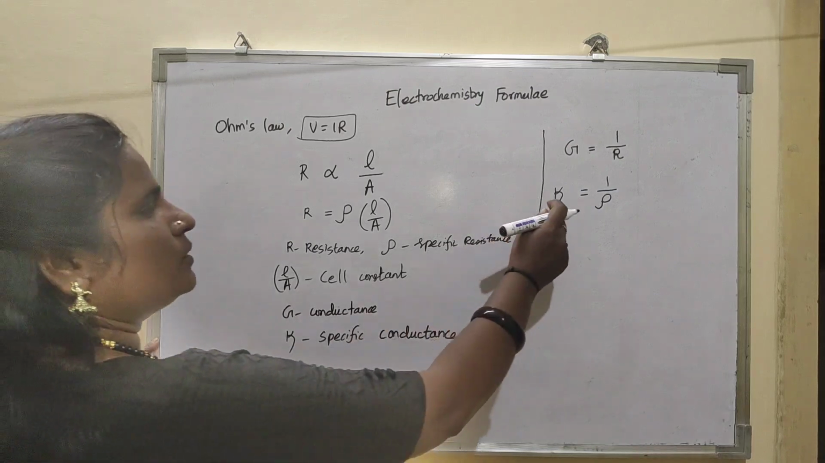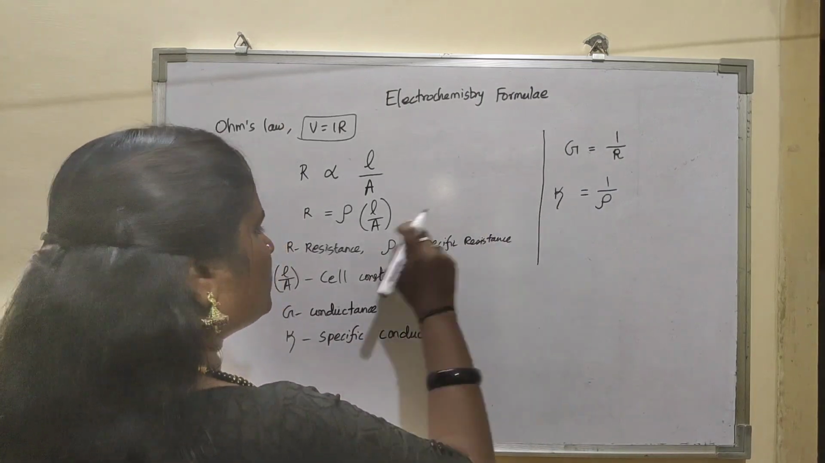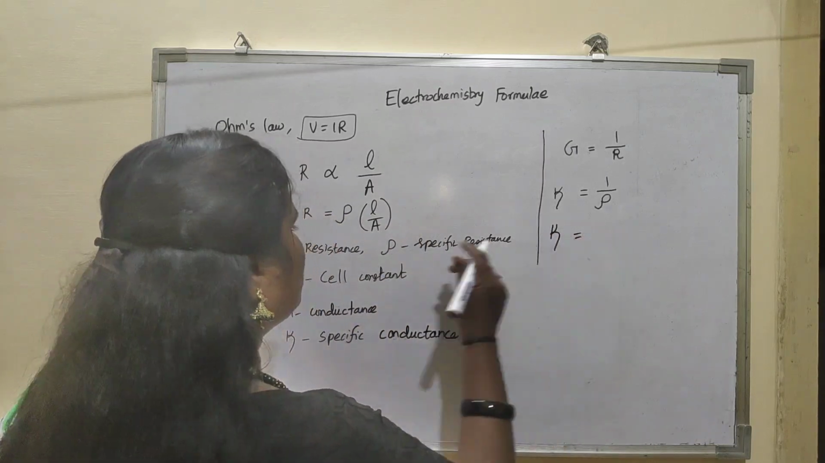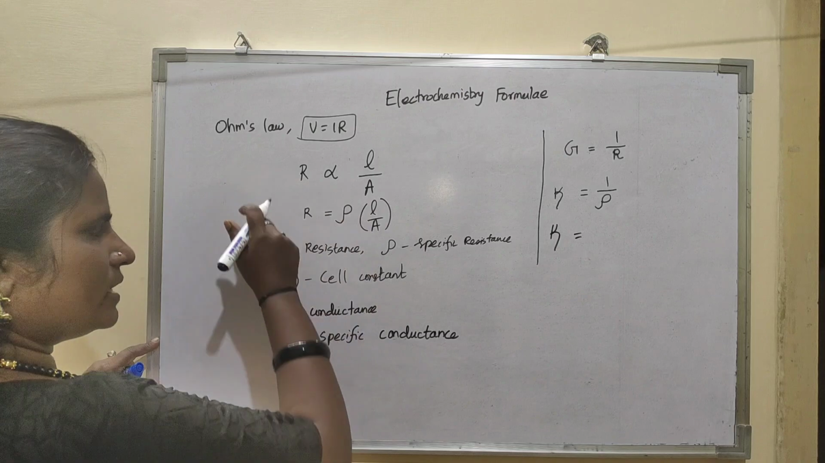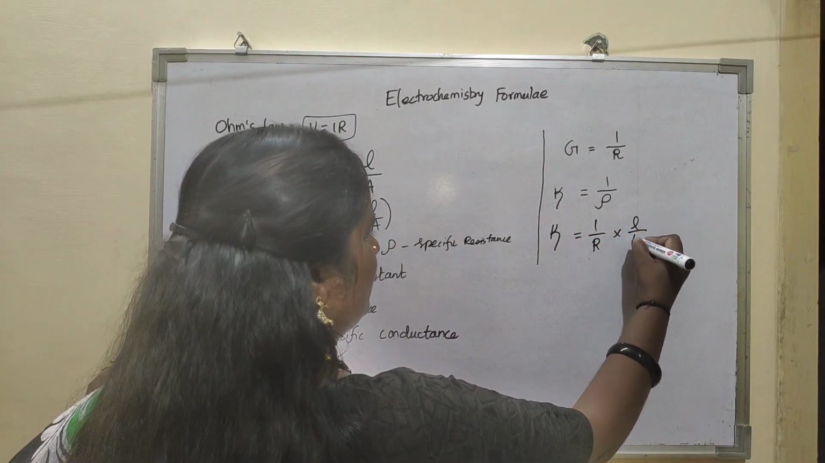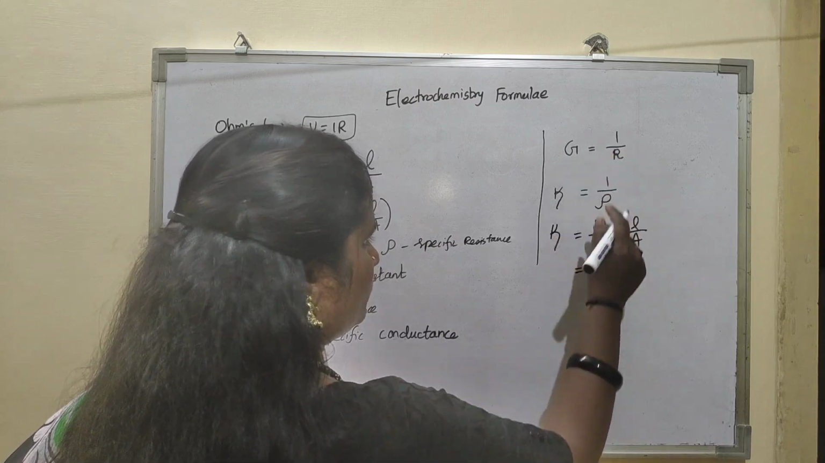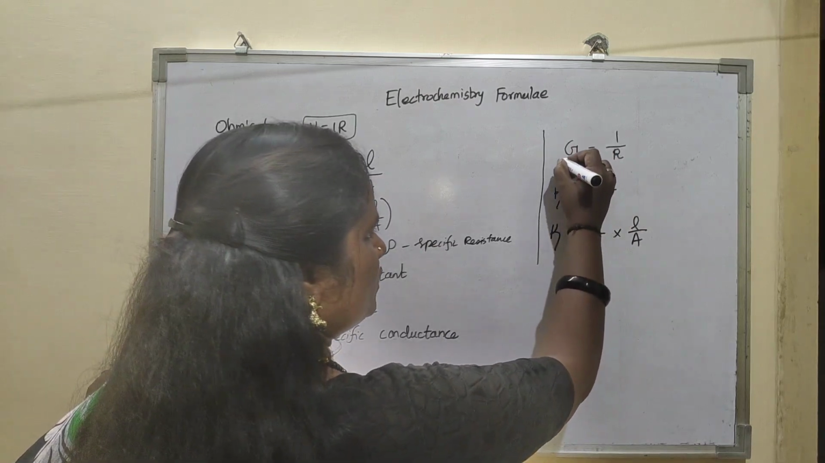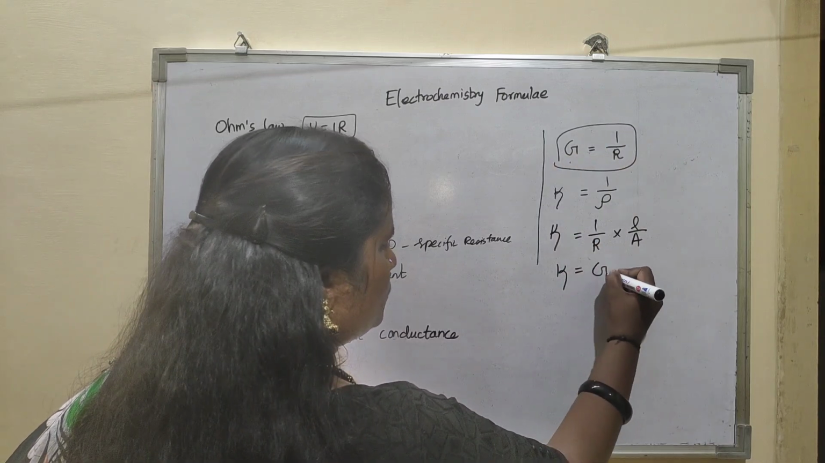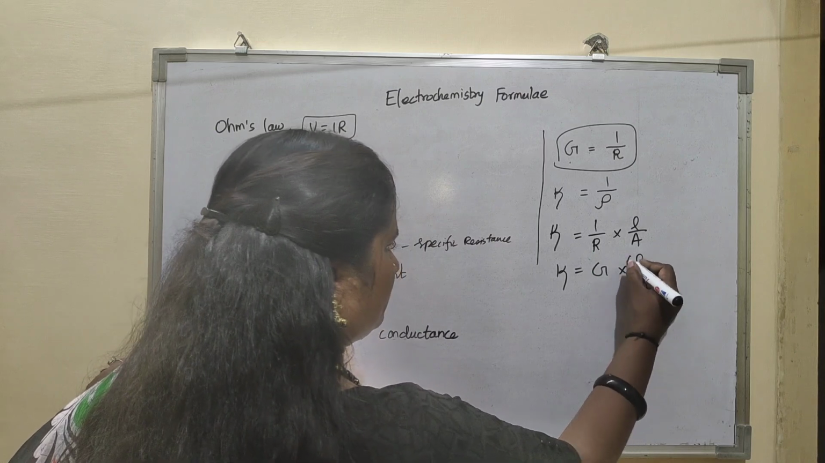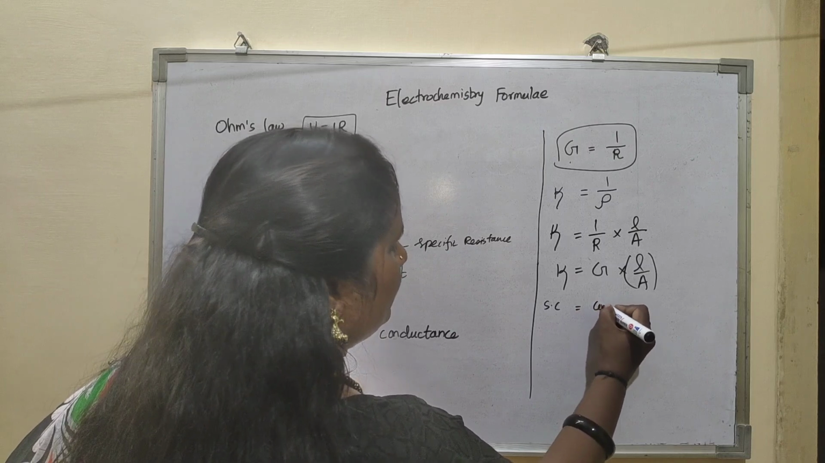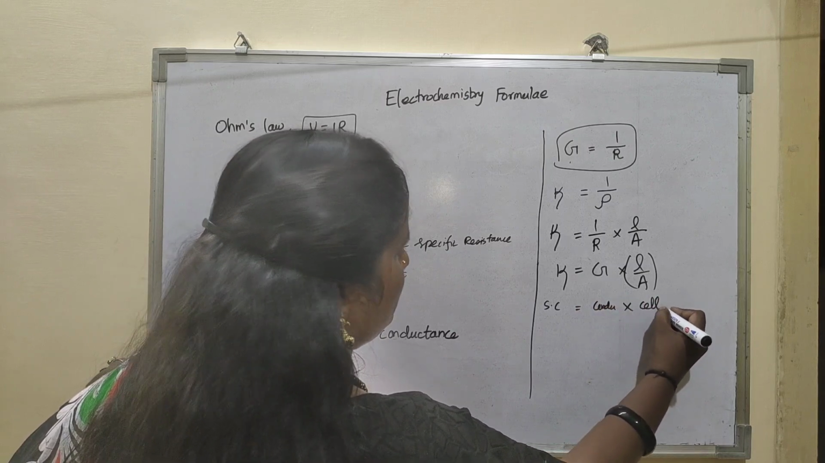As I know kappa, I can substitute this rho and rearrange the equation, where kappa equals 1 by rho, which is 1 by R into L by A. I know that 1 by R is G. So plugging it in, kappa equals G into L by A. So specific conductance equals conductance into cell constant.